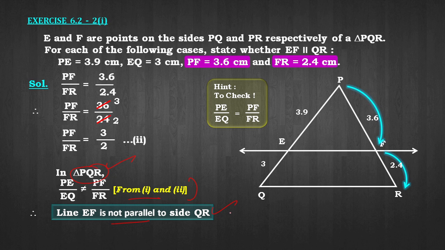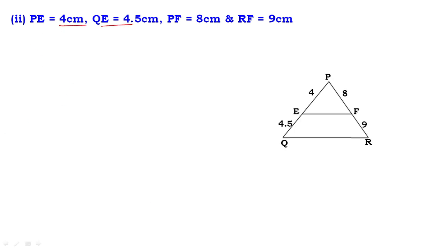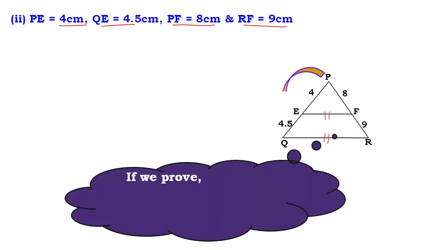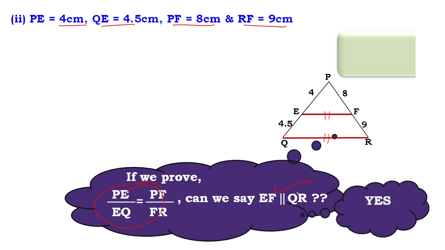In this way, we have to solve the problems. Next, second problem. PE is equal to 4 centimeter, QE is 4.5, PF is 8 centimeter, RF is 9 centimeter. The triangle PQR is given here. To prove EF is parallel to QR, we have to check PE by EQ is equal to PF by FR. If this ratio is equal, then we can say that EF is parallel to QR. Otherwise, it is not parallel.